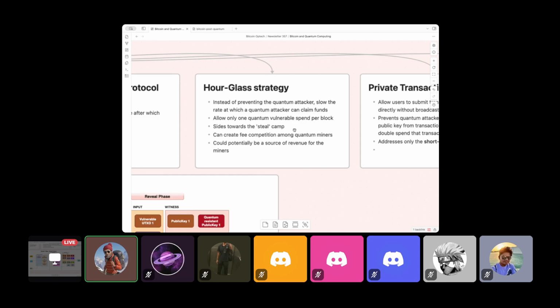The R-glass strategy is basically an idea to limit the number of quantum transactions that can be put inside a block. That means you have a list of addresses or UTXOs that are vulnerable to quantum attack. You make protocol changes in such a way that you can rate limit: only one UTXO from this list can go into a block. So you rate limit the number of quantum vulnerable UTXOs that can go into the block. This is designed to delay the attack, but not to prevent the attack. So that is an hourglass strategy.